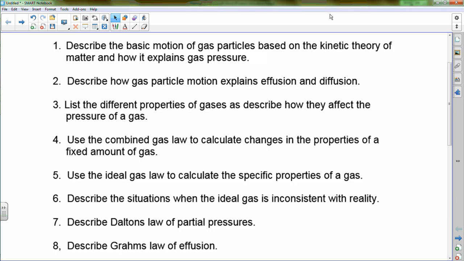Number one says you should be able to describe the basic motion of gas particles based on the kinetic theory of matter and how it explains gas pressure. This is really a throwback to last chapter. Just don't forget that molecules are bouncing all over. They're hitting the sides of the container and each other and anything that's in the container. They're basically hitting everything that they bounce into, and that's what causes gas pressure.